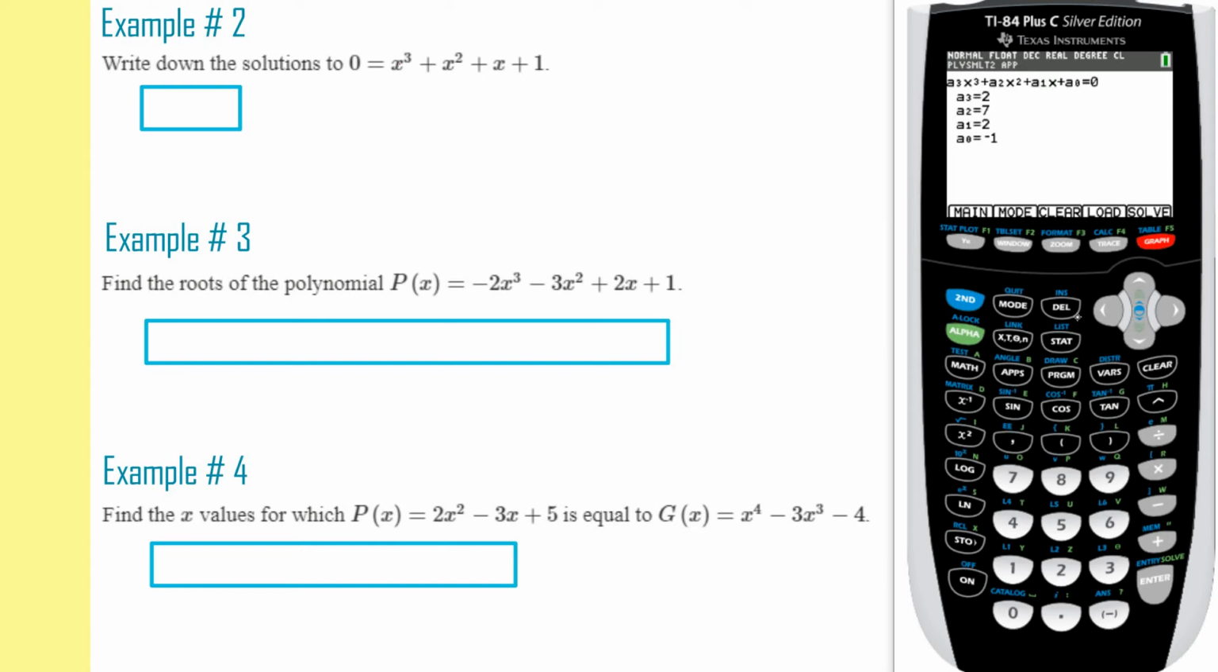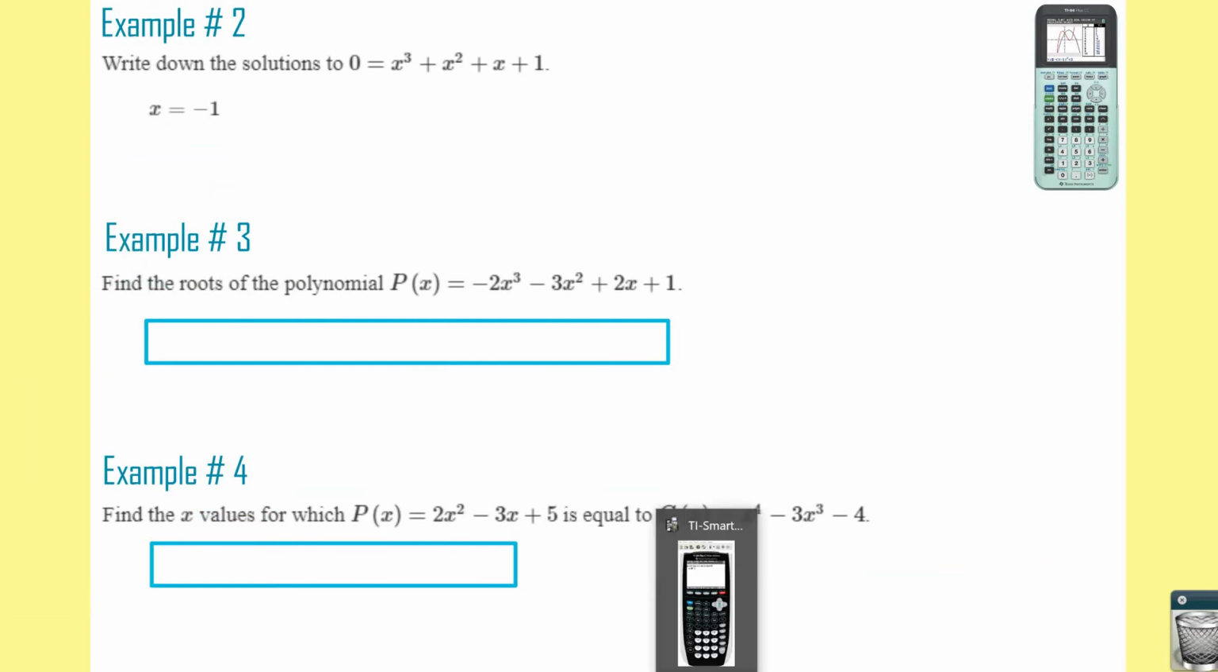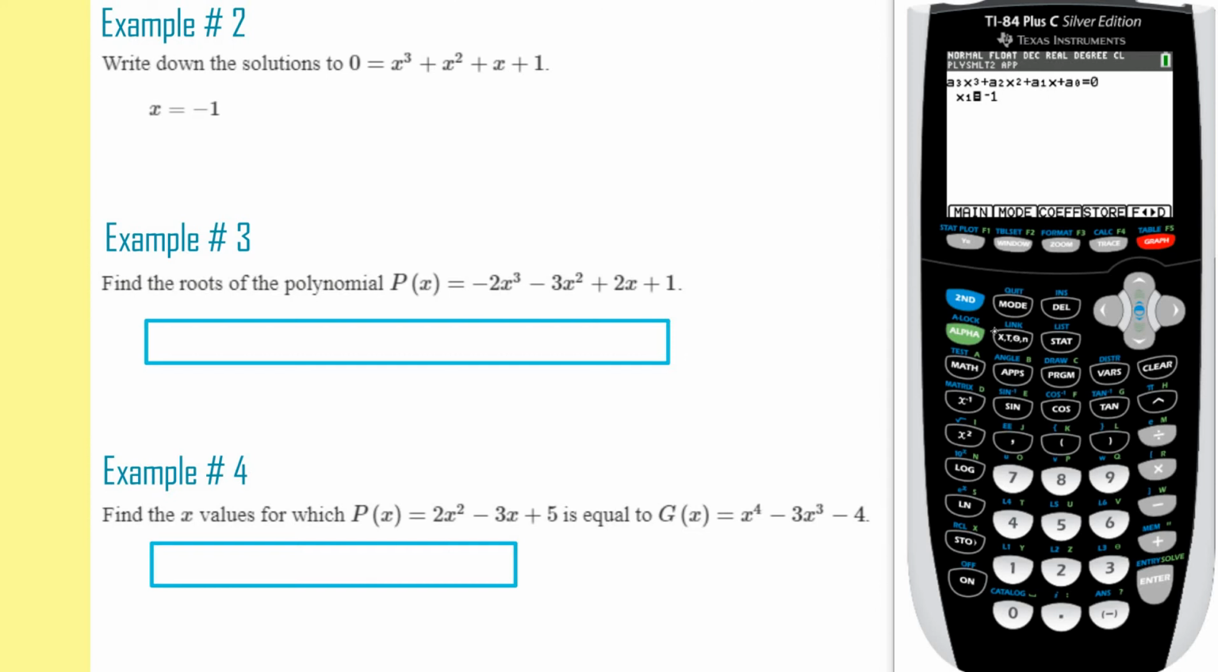Next, we enter the coefficients, 1, 1, 1, 1, and we solve. We get negative 1 is a real root. Okay, so what's another way if I don't have that on my calculator?